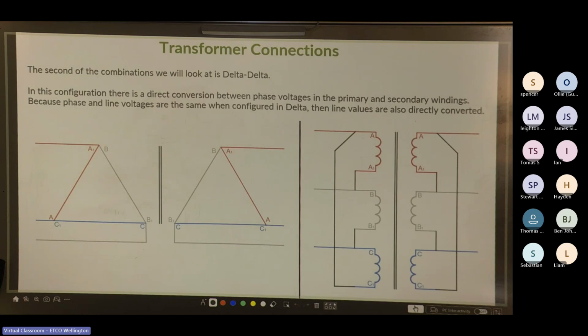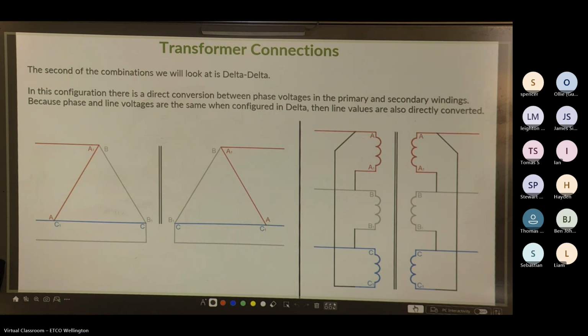So those are the two ways to draw the connection. The second combination we've been looking at is delta-delta. In this configuration, there is a direct conversion between phase voltages in the primary and secondary windings. Because phase and line voltages are the same when configured in delta, line values are also directly converted.